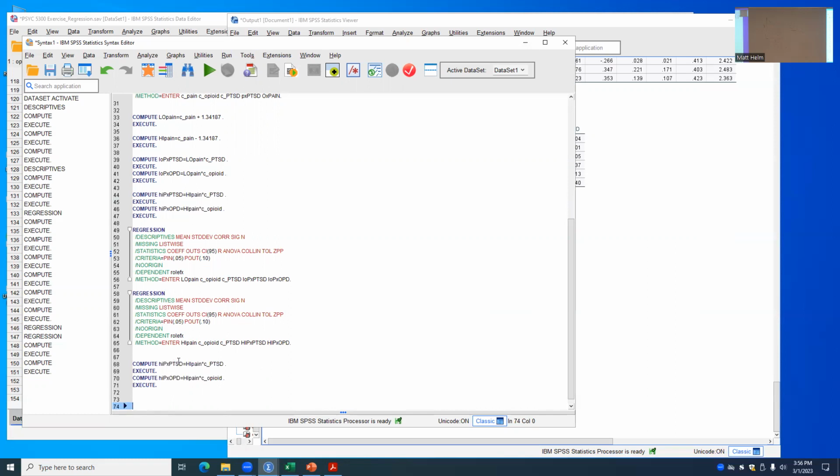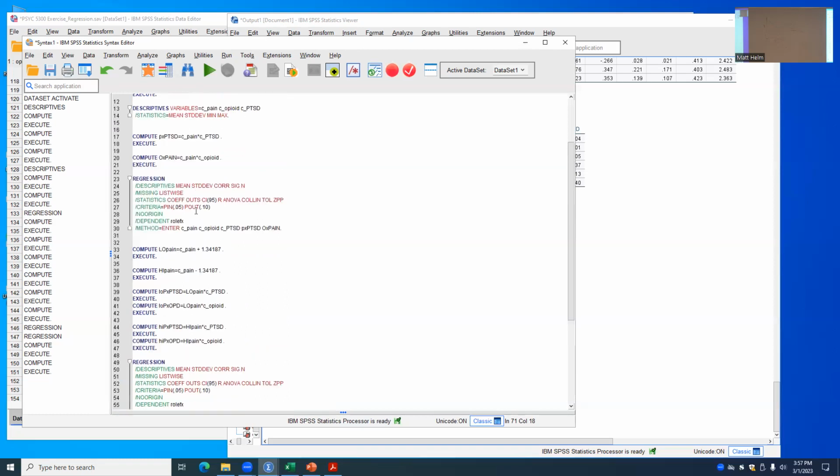So I'm going to create a variable that is no opiate times pain, and then we'll say yes opiate times pain. Very Midwestern of you. Okay, and then I'm going to grab my centered pain variable.